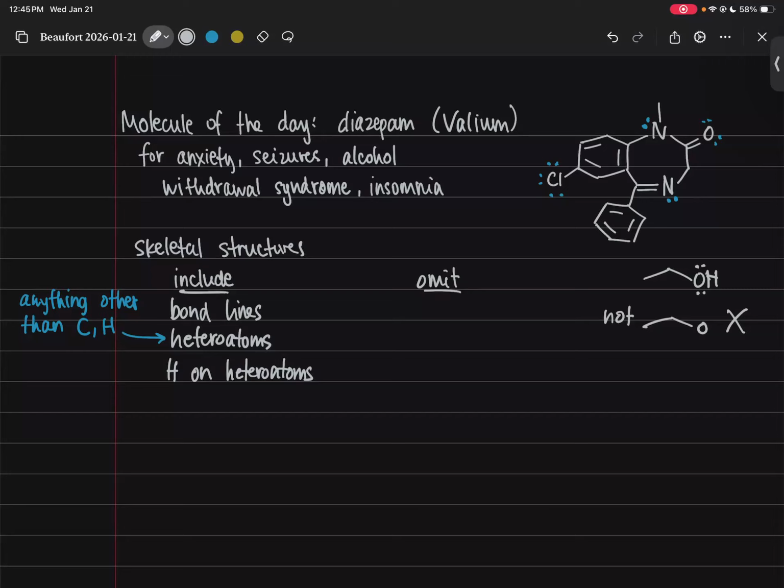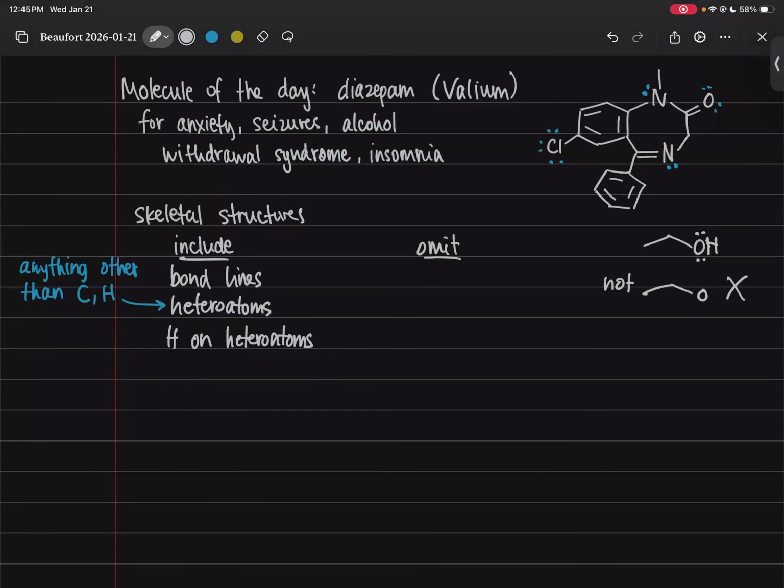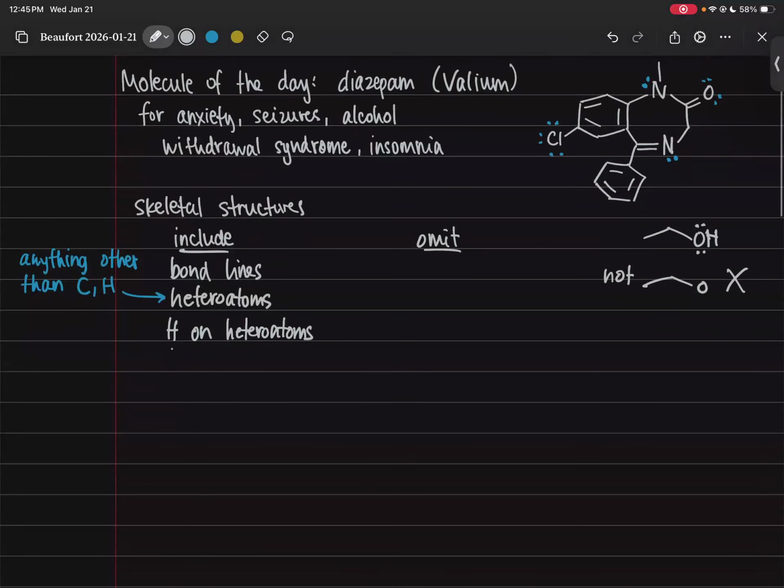And then another thing we have to include in skeletal structures, not just skeletal structures, but any drawing or formula of any molecule ever in the history of time, is formal charges. You can never not write a formal charge. Fortunately, in this case, Valium does not have any formal charges. And the way we know that is because we just look at the structure. And because formal charges are always and forever required, you can instantly see if anything has a formal charge in the structure.